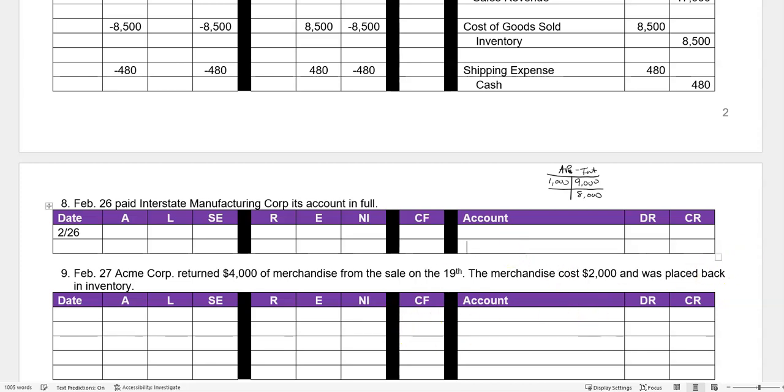So, how are we going to journal that? Well, if we're paying it, that means our cash is going down. So we're going to credit our cash for $8,000, and then we're paying off an account. We're not getting more inventory. We're just paying off the existing purchase. So we're going to hit accounts payable for $8,000.